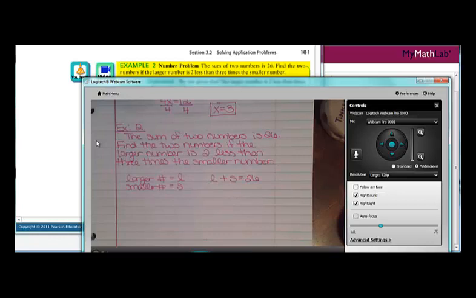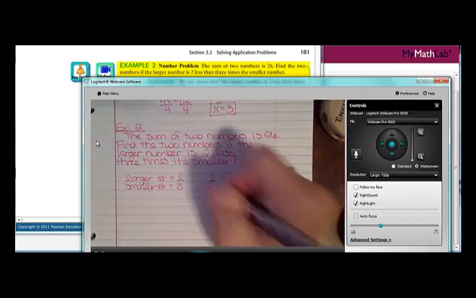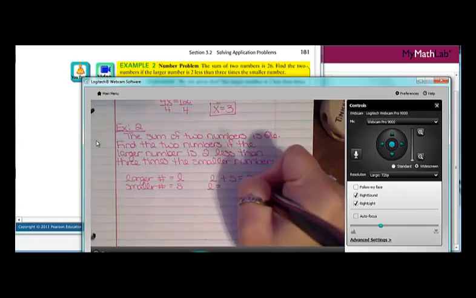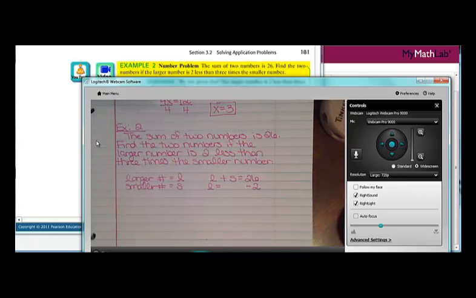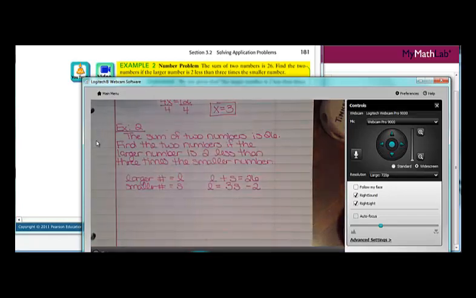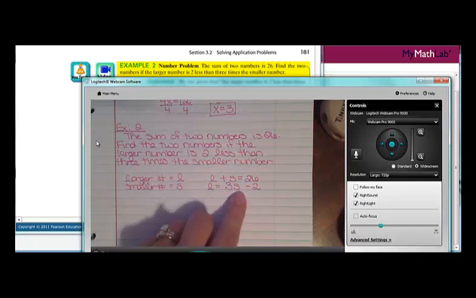Okay, it says find the 2 numbers if the larger number, so that's our L, is, right there we see is, that's an equal sign, 2 less than, so again that's going to be a minus 2 because it's 2 less than something, and our something is 3 times the smaller number. So we have 3s. And if you read this second equation, it says L is, so larger number is 3 times the smaller, subtract 2. And that's exactly what that second line says.